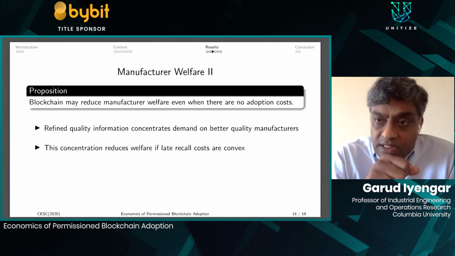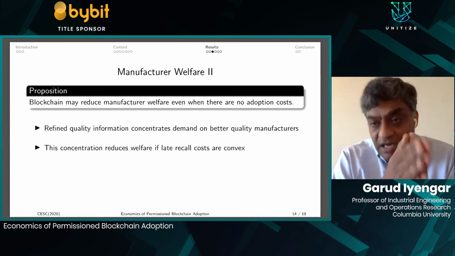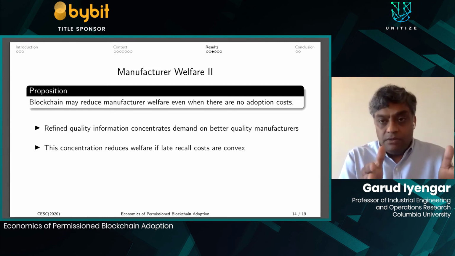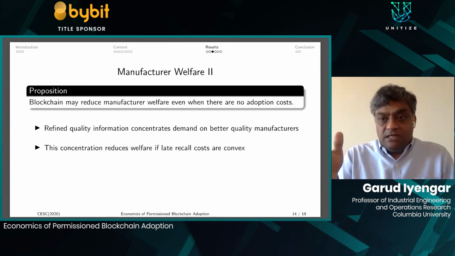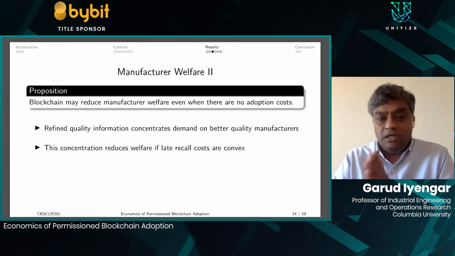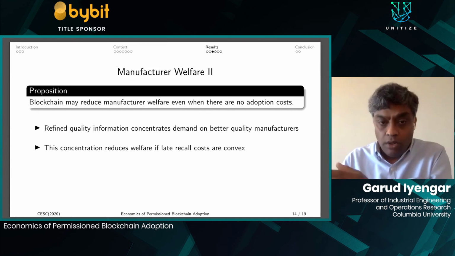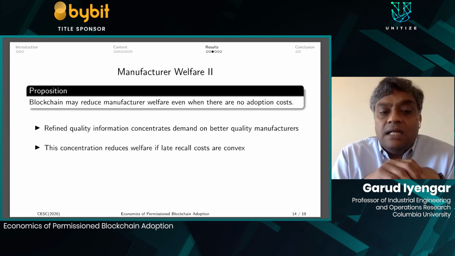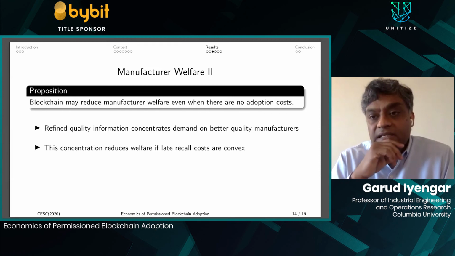Blockchains improve the quality signal. Because of this, manufacturers that are ex ante more comparable end up becoming more separated in the minds of the consumers. As a result, consumers start putting more and more weight on the higher quality manufacturers. So you end up concentrating demand more. And as a result of this concentration of demand, the early detection part gets hampered.